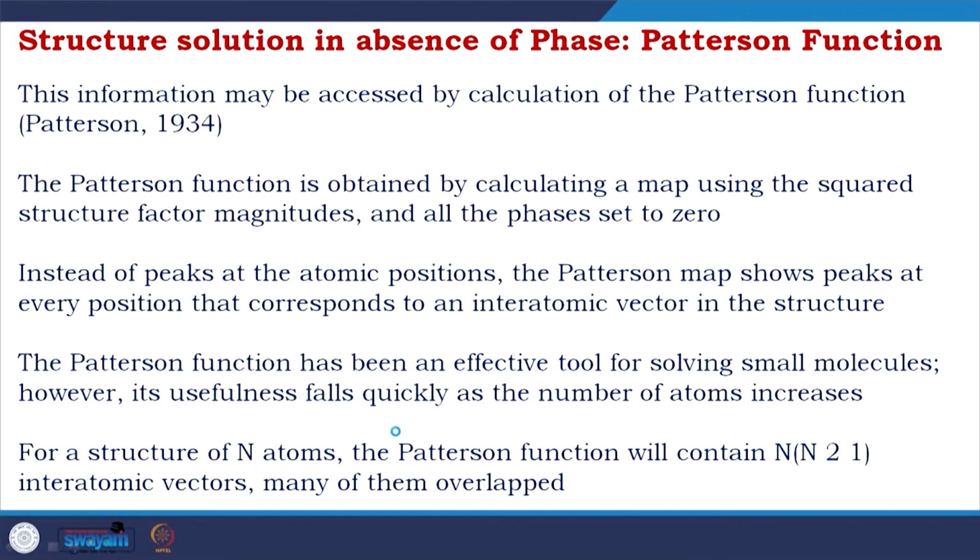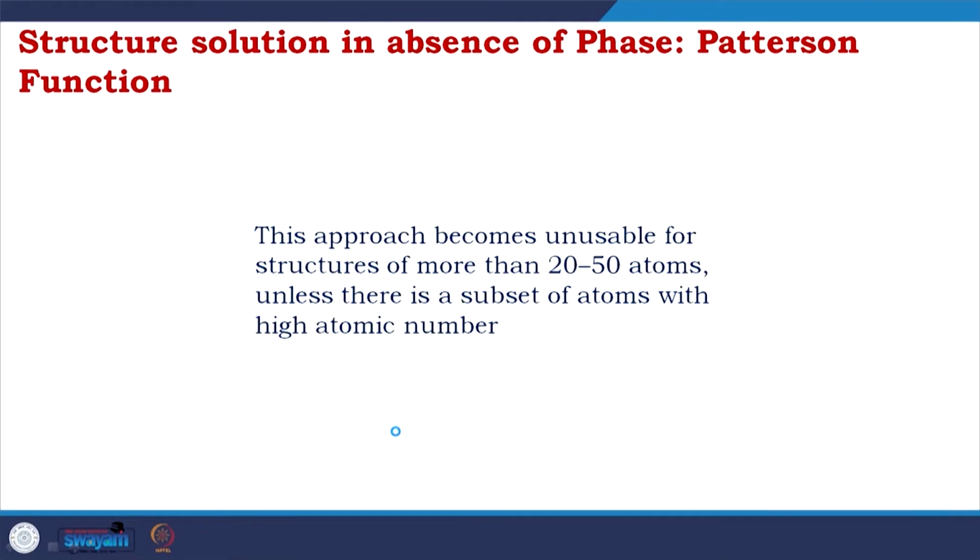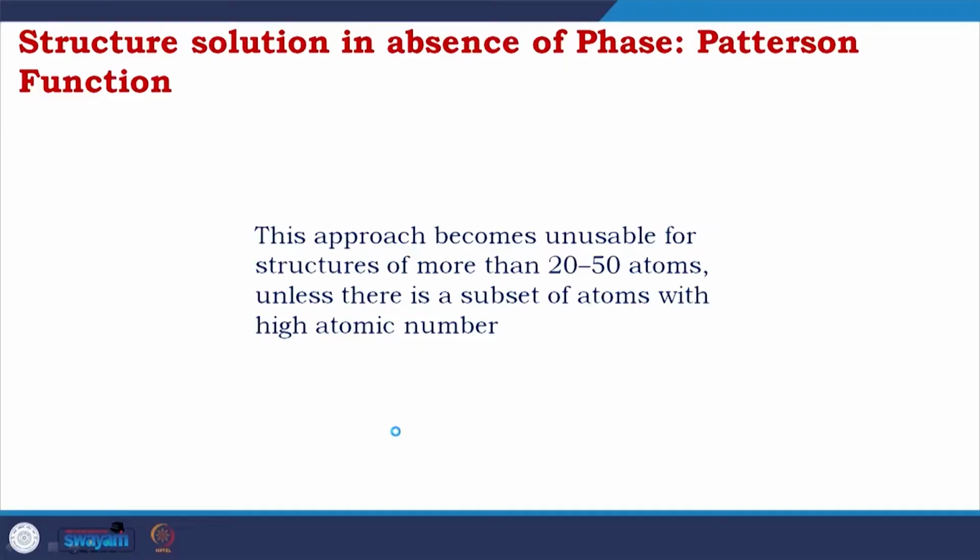For a structure of n atoms, the Patterson function will contain n squared minus n interatomic vectors, many of them overlapped. This approach becomes unusable for structures of more than 20 to 50 atoms unless there is a subset of atoms with high atomic number. So, two things: one, for small molecules this is good, you understand it. A second thing, which is great and is now what Patterson is used for in protein crystallography. If you see again, this approach becomes unusable for structures of more than 20 to 50 atoms. So, for structures of 20 to 50 atoms it is usable, but this is one part. The second part is, unless there is a subset of atoms with high atomic number.